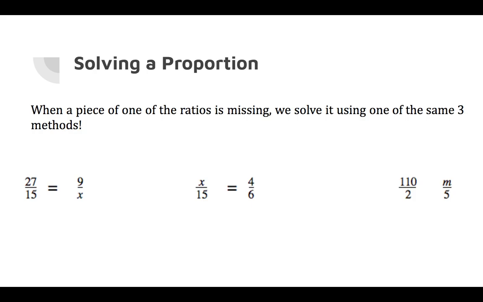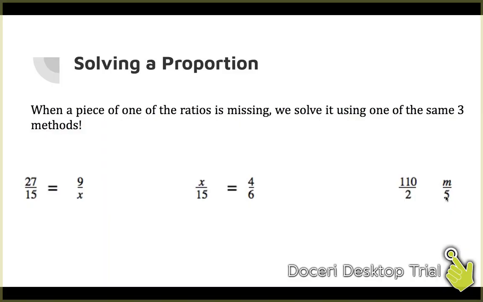So how do I get from 27 to 9? I get that by dividing by 3. So now whatever I do to the top, I'm going to do to the bottom. So I'm going to also divide 15 by 3, and that would get me an answer of 5. So for these to be equal, x would have to equal 5.